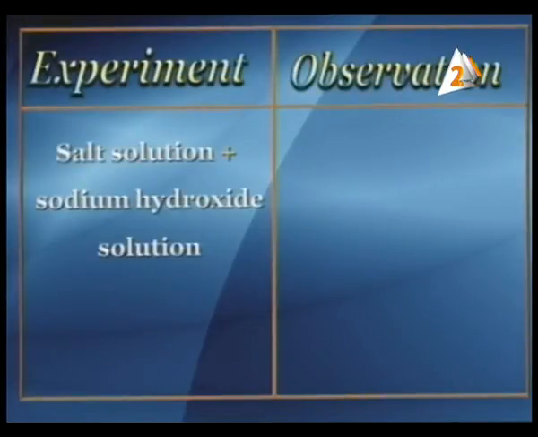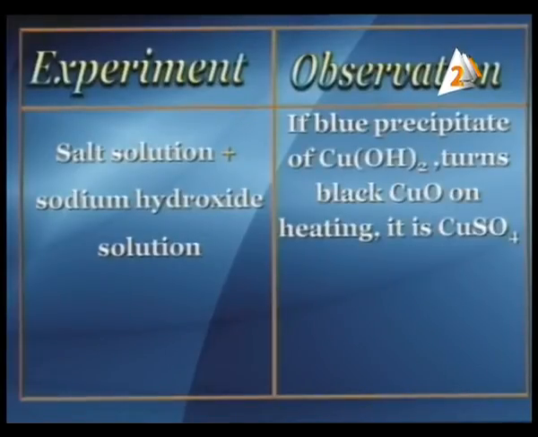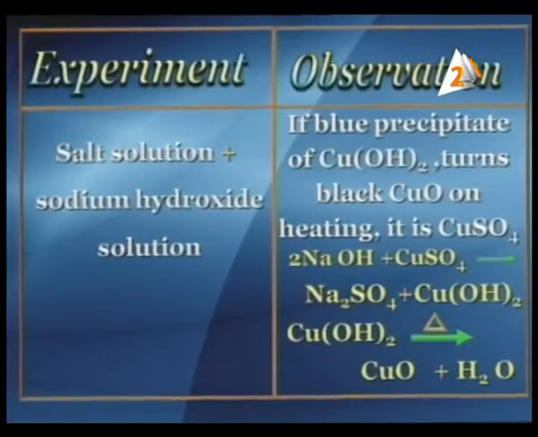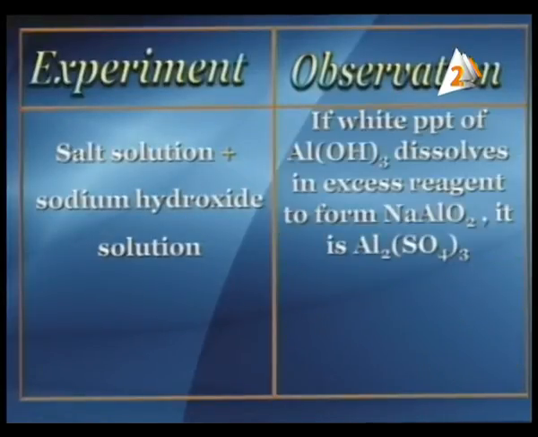By adding sodium hydroxide solution on the salt solution, if blue precipitate is formed, it turns to black by heating, it will be copper. As the equation proceeds on the screen, 2NaOH plus copper sulfate gives sodium sulfate and copper hydroxide that on heating gives black copper oxide.